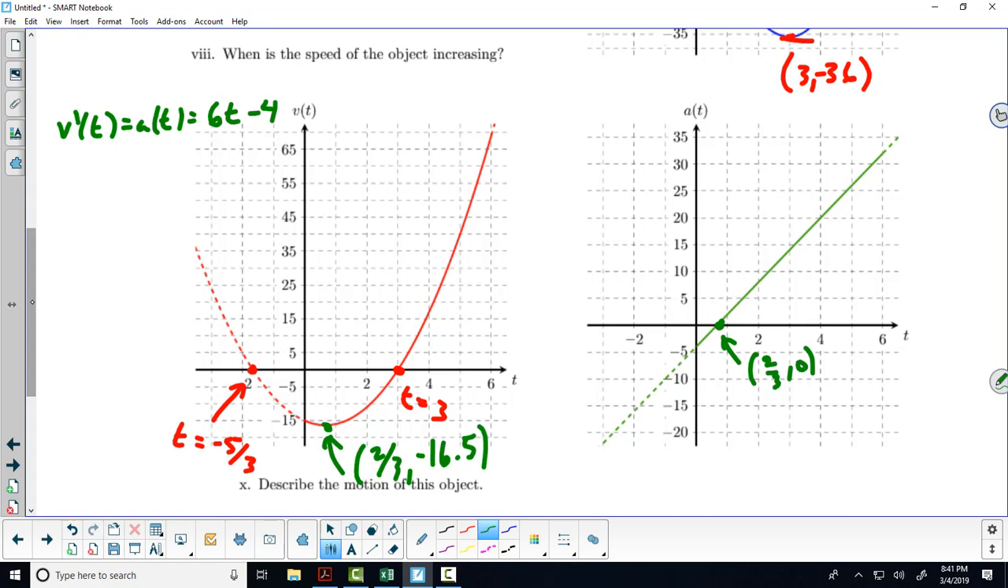So you can find the vertex either through calculus, which is the better way to do it, or if you remember your vertex formula from college algebra, where for the quadratic, you take negative b over 2a.